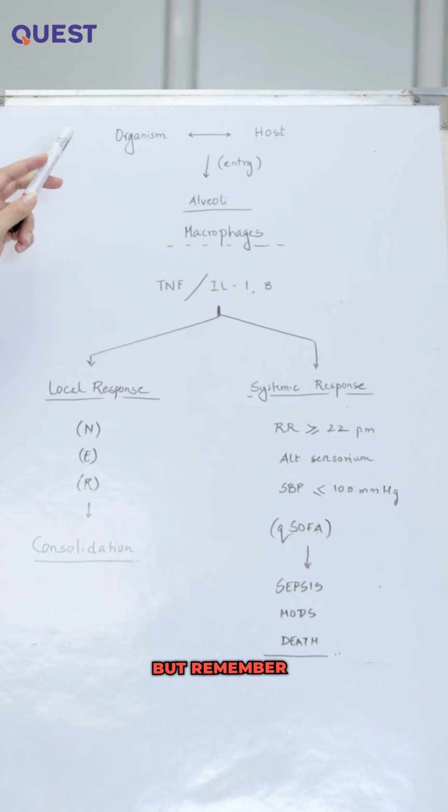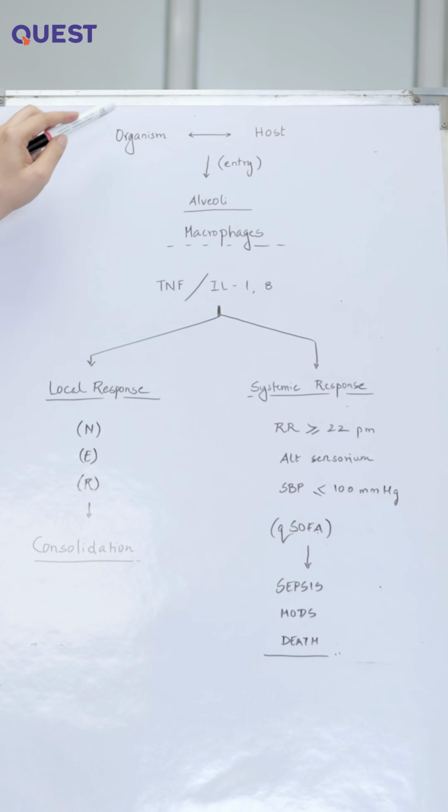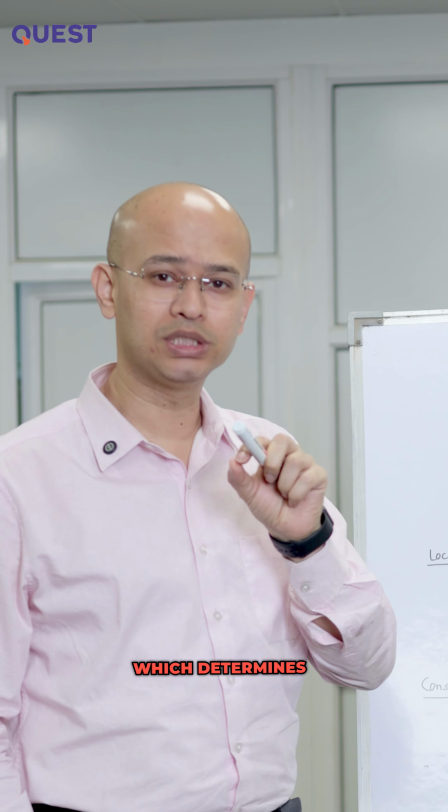Let us study the pathophysiology behind pneumonia. Pneumonia is when you have an infection of the lung, but remember, it's not just the organism that is required, it is also the host response which determines what happens in an infection. Typically, the organism's entry happens through microaerosols which reach the alveoli.